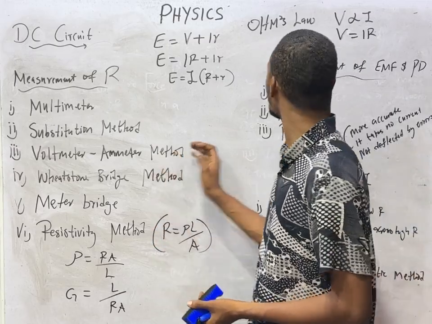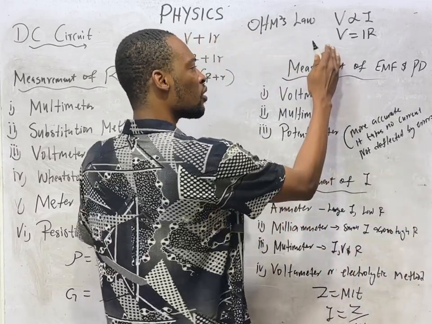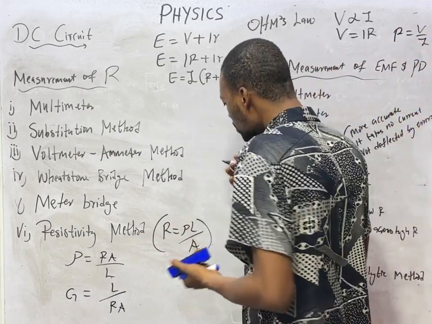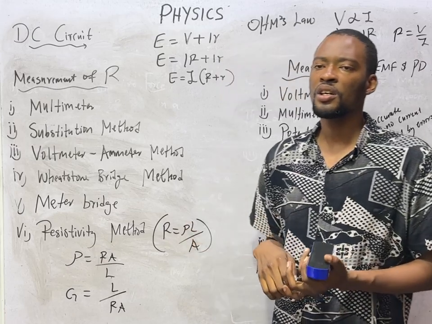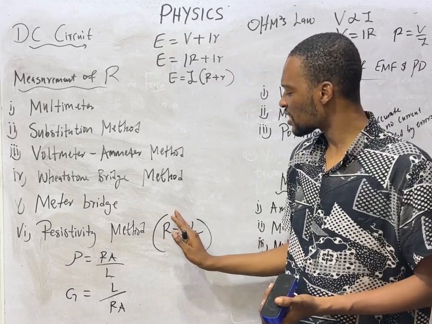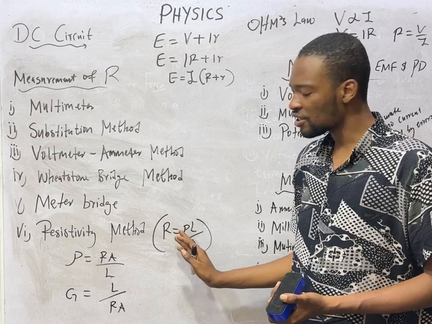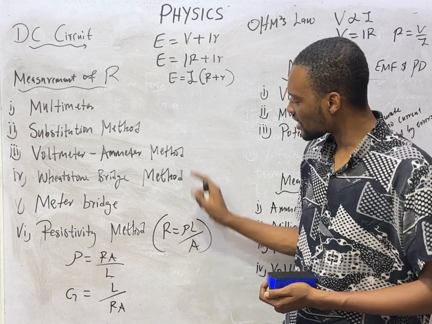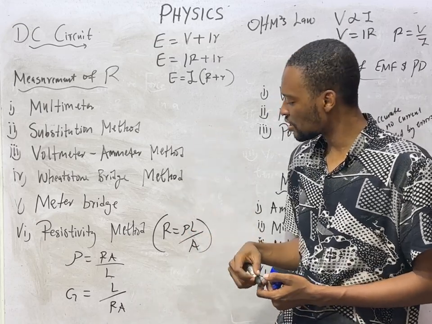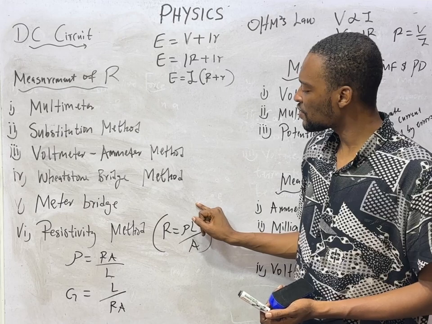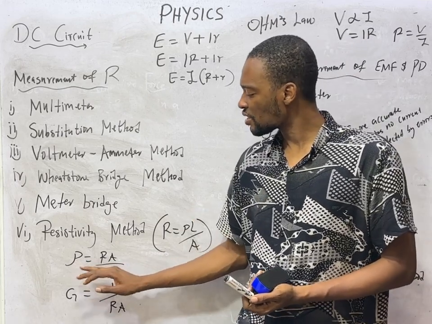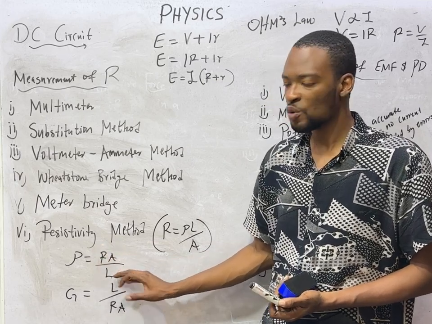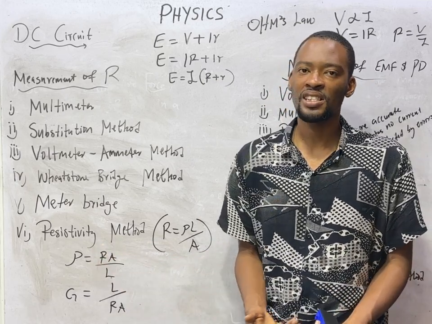Resistance, apart from being, if V equals IR like we explained earlier, resistance will be voltage over current. Apart from being voltage over current, using the resistivity method, resistance is rho L over A. This symbol L over A, that is resistance. And this symbol you are seeing, rho, is resistivity, which means if you make resistivity the subject of the formula, resistivity is RA over L, resistance times area over length, which means the resistance depends on factors like the length.